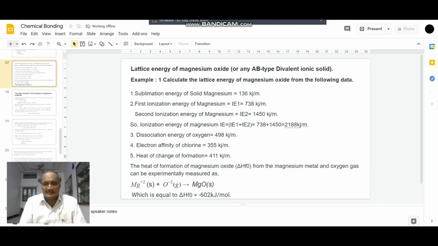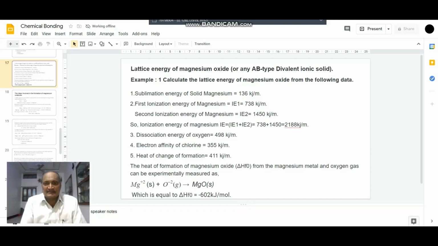So, coming to the lattice energy of magnesium oxide or any AB type divalent ionic solid, here we have to calculate the lattice energy of magnesium oxide from the following data. The sublimation energy of solid magnesium is 136 kilojoules per mole. The ionization energy of magnesium, that is IE1, is equal to 738 kilojoules per mole, and the second ionization energy of magnesium, that is IE2, is equal to 1450 kilojoules per mole.